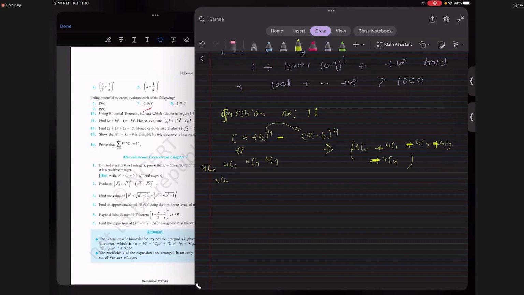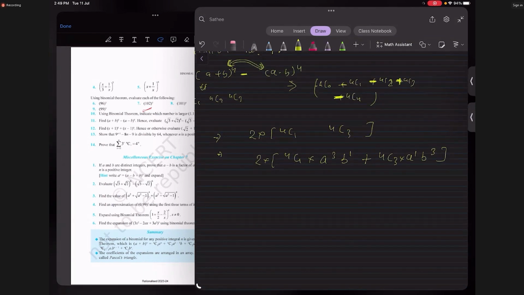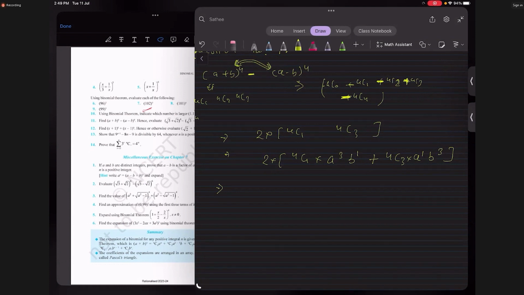And when you add these two terms, after adding you will only get two times 4c1 and 4c3. The rest of the terms will eventually get cancelled. So the answer would be 2 times (4c1 into a to the power 3 into b to the power 1, plus 4c3 into a to the power 1 into b to the power 3). 4c1 is 4, so 8 times (a cube b plus a b cube), so this would be 8 times ab (a square plus b square).